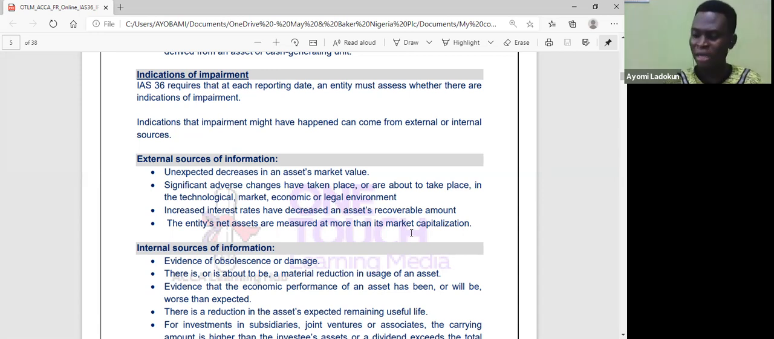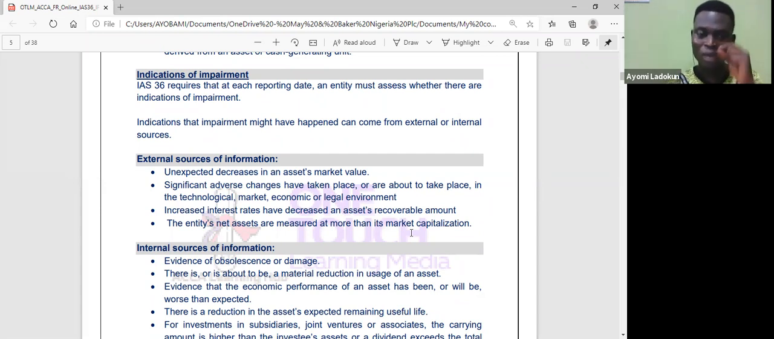Okay, so that means the performance is declining. So it could tell me that the asset might have suffered economic value. So those are internal indicators. So you have them in your notes. Try as much as possible to know all of this.